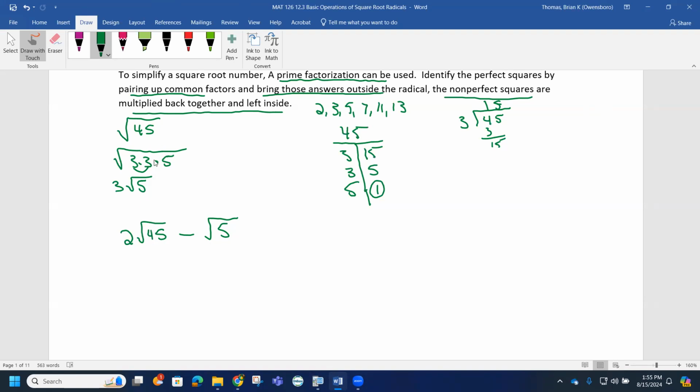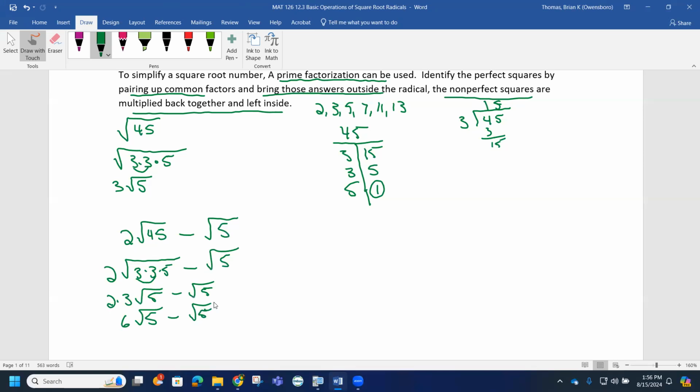So notice that if we simplify the square root of 45, there's already a 2 here. This could turn into 2 times, and the square root of 45 could change into 3 times 3 times 5, minus the square root of 5. Notice that these two 3's can be brought on the outside. So this is actually going to be 2 times 3 times the square root of 5 minus the square root of 5. The 2 times 3 can be multiplied together and give me 6 square root of 5 minus the square root of 5.